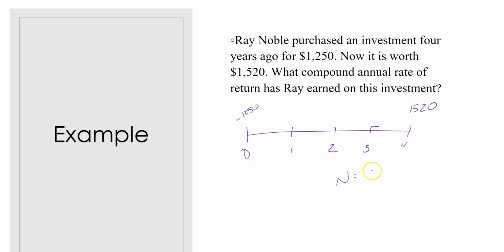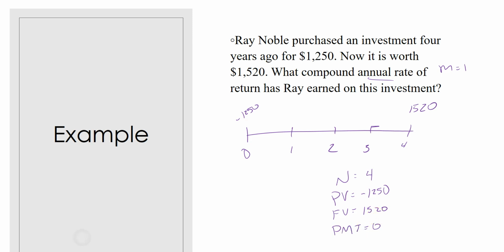So N is M times N. This is compound annual, so our M is 1. So 1 times 4 is 4. Our present value is a negative 1,250. Future value is a positive 1,520. And our payment is 0 because we're not making any other contributions.